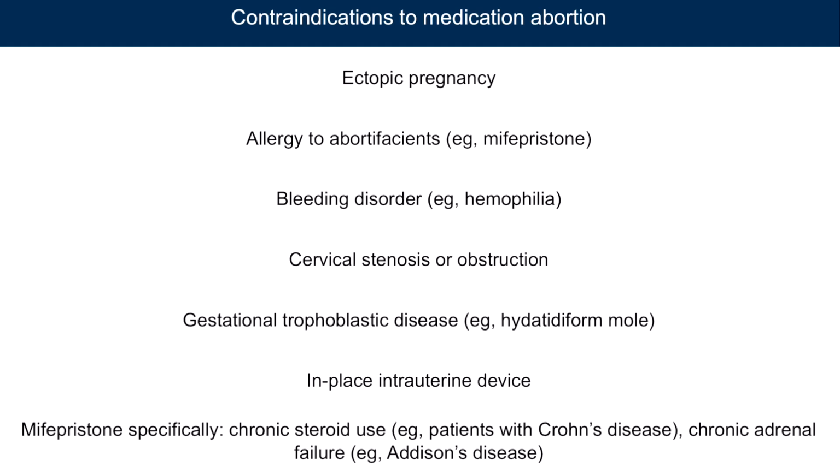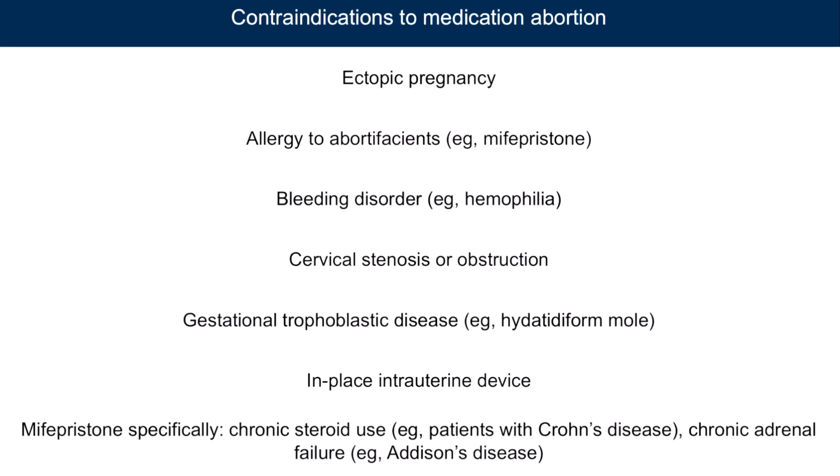Lastly, mifepristone specifically has two additional contraindications. These are chronic steroid use, for example, a patient with Crohn's disease. The second is chronic adrenal failure, which can be seen in patients with Addison's disease. But why is mifepristone contraindicated with these two conditions? Well, it's because in addition to being a progesterone receptor antagonist, mifepristone is also a glucocorticoid receptor antagonist. This means that it interferes with the endogenous mechanisms that control cortisol secretion, and that can pose significant harm to patients on chronic steroids or patients with adrenal failure.